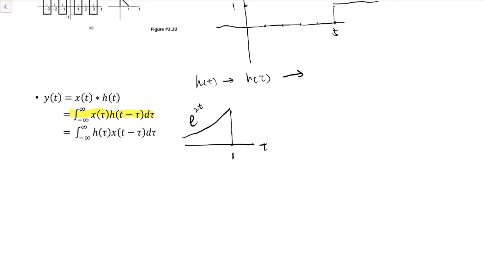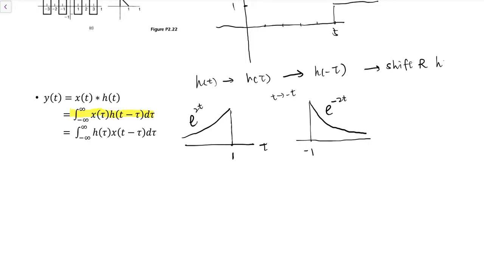And then we reverse it to h(negative tau). So it will be from negative 1 with this trend e to the negative 2t, because we reverse it, so t became negative t in this equation over here. And then we're going to shift to the right by t so that it becomes h(t minus tau). So our signal shifts to the right by t, starting from t minus 1. Shift to the right, so t became t minus 1 because right is minus.